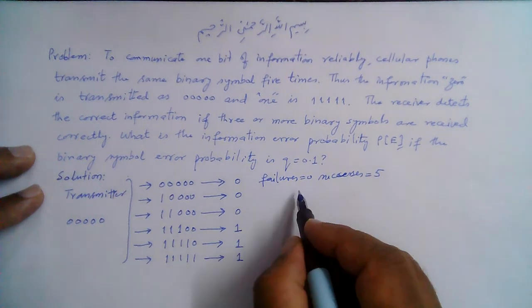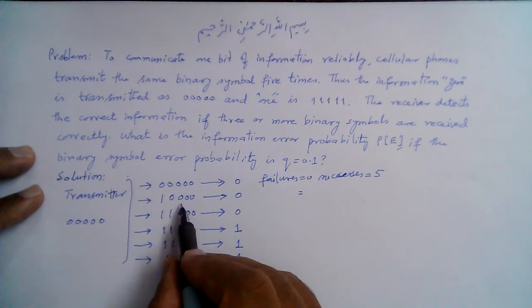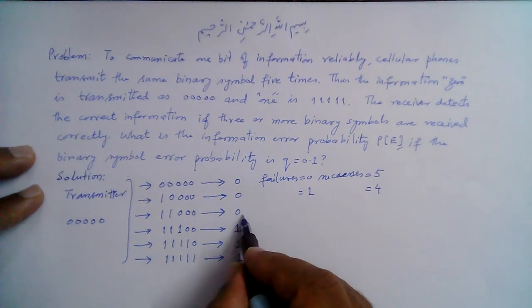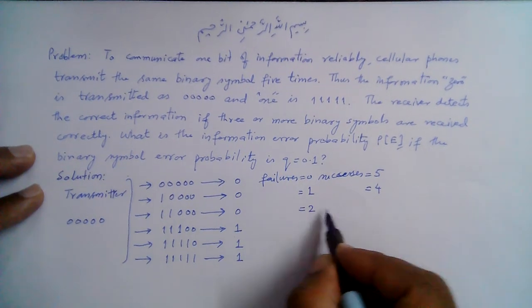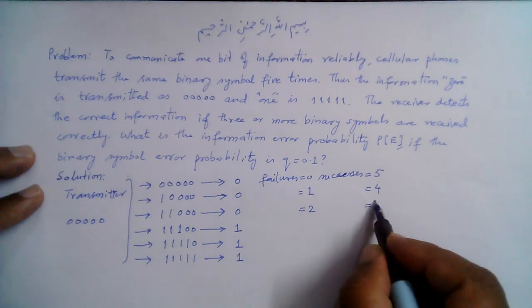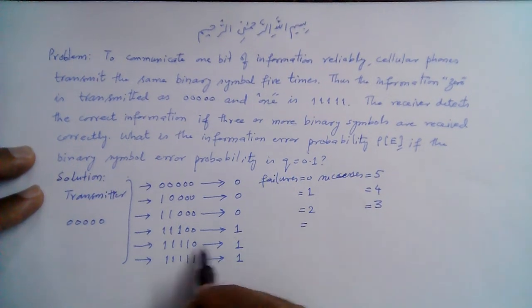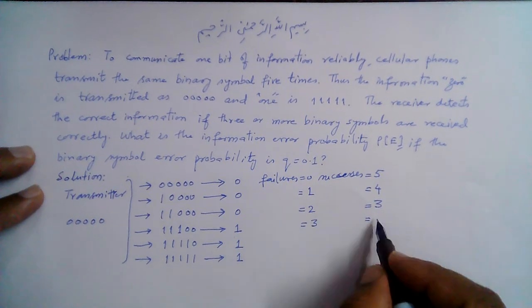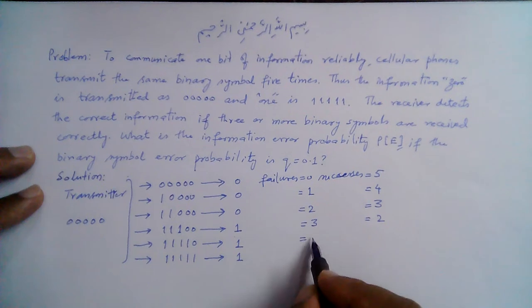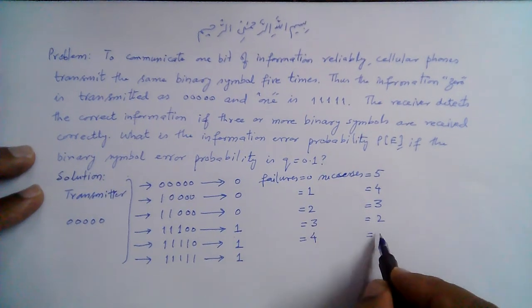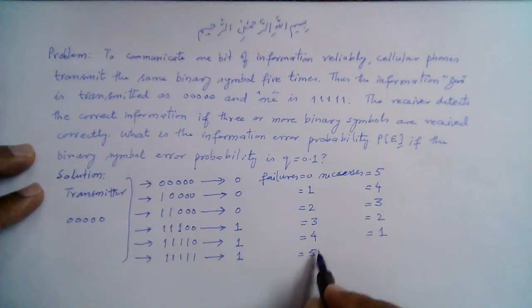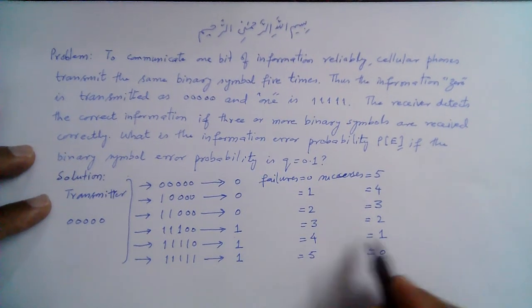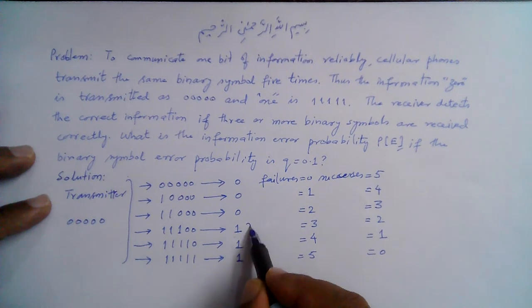In this case, the failures is 1 and successes are 4. In this particular case, the number of failures is 2 and the number of successes is 3. In this case, the number of failures is 3 and the number of successes is 2 only. And here 4 failures and only 1 success, and here all the 5 bits fail and there is a 0 success. So the error occurs in these 3 cases, right?